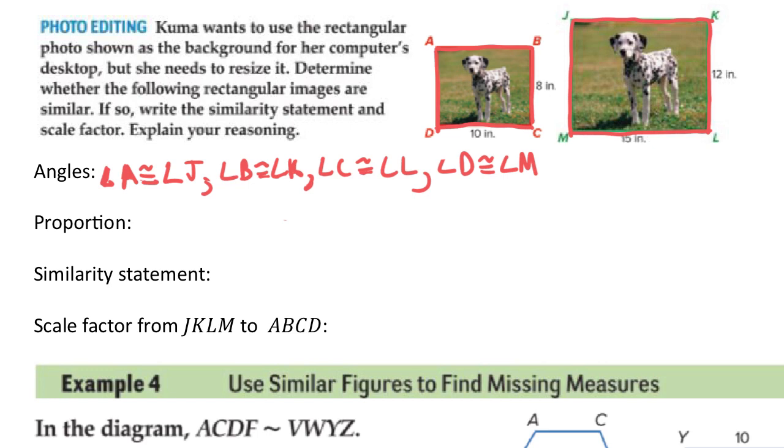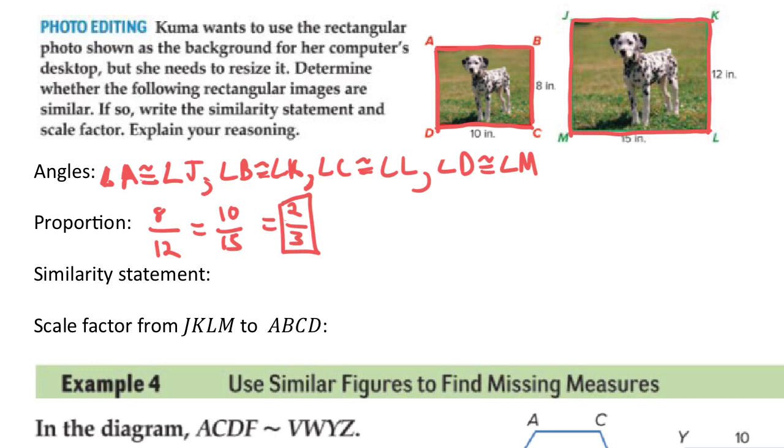Well, let's see. We've got 8 over 12 is to 10 over 15. Is that true? Is 8 over 12 equal to 10 over 15? Well, what's 8 over 12? If I divide it by 4, I get 2 over 3. What if I take 10 over 15 and I divide by 5? What do I get? 2/3. So yeah, these are definitely proportional.